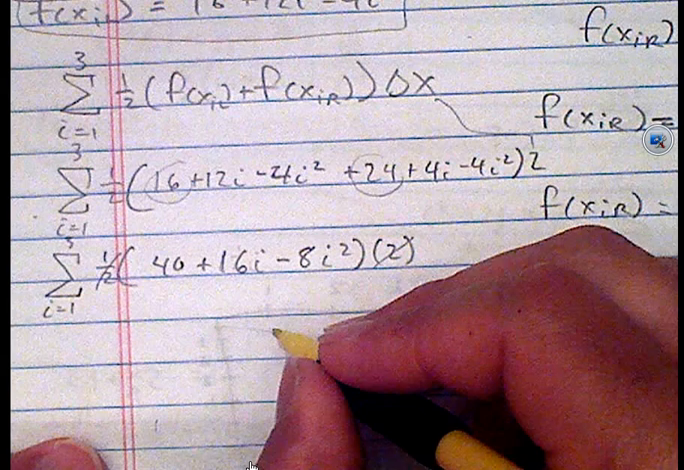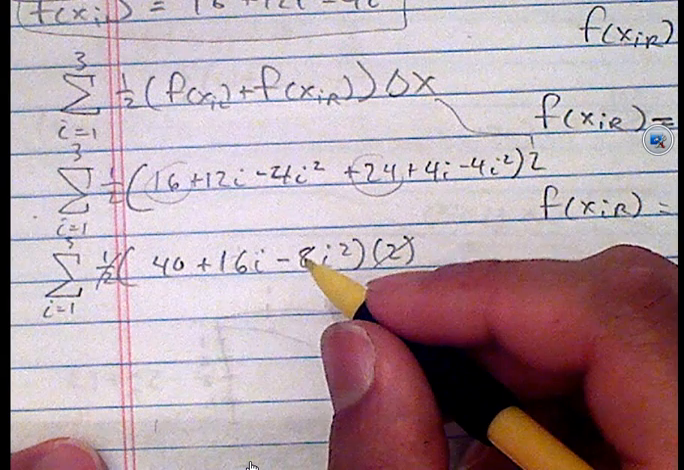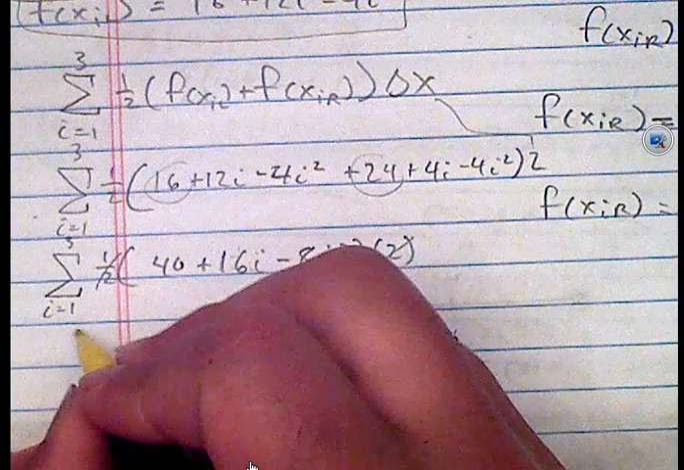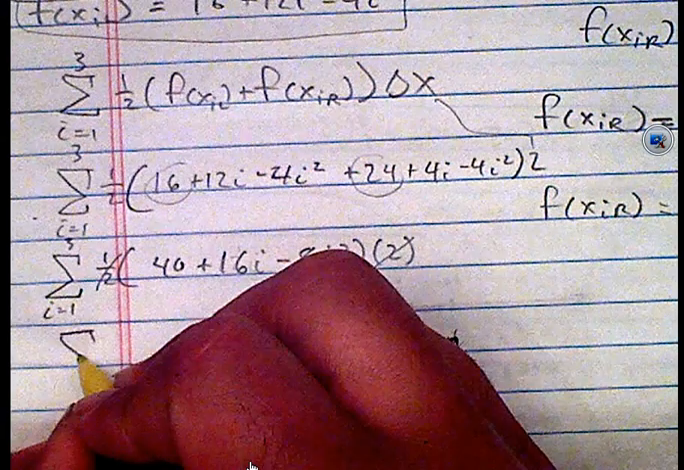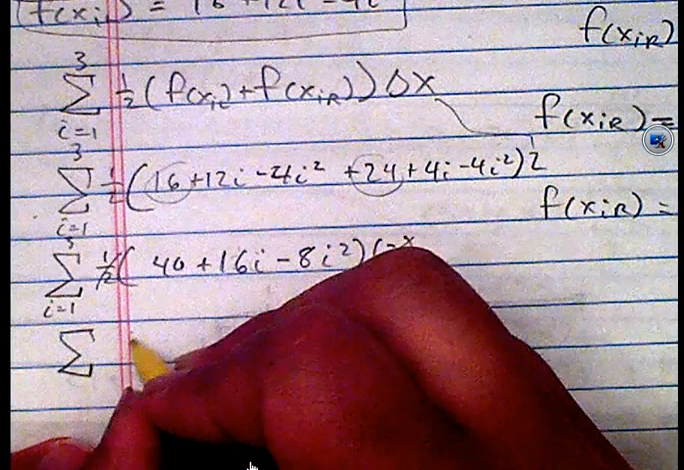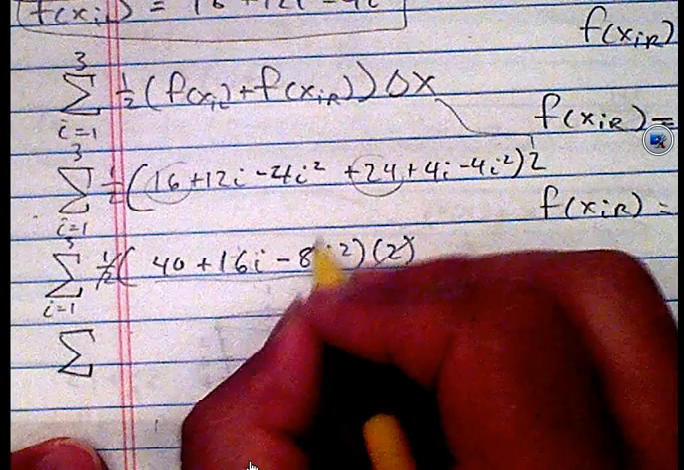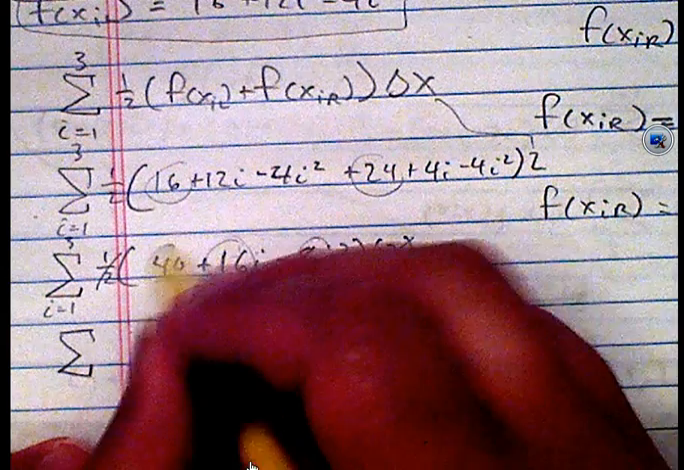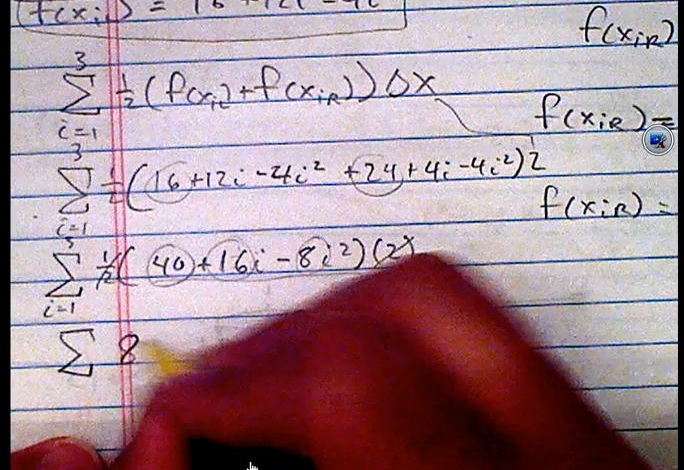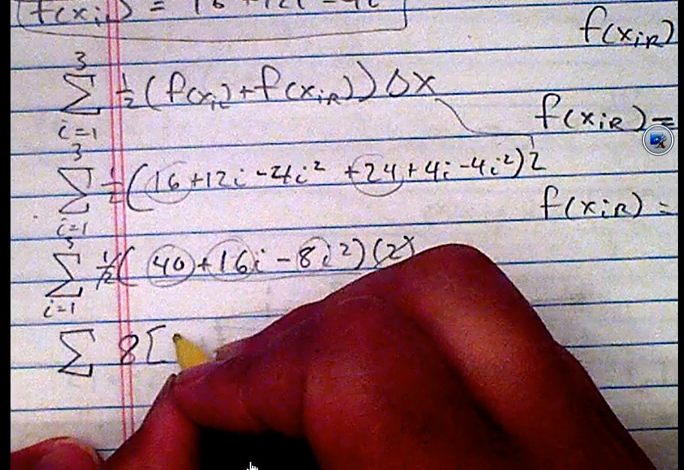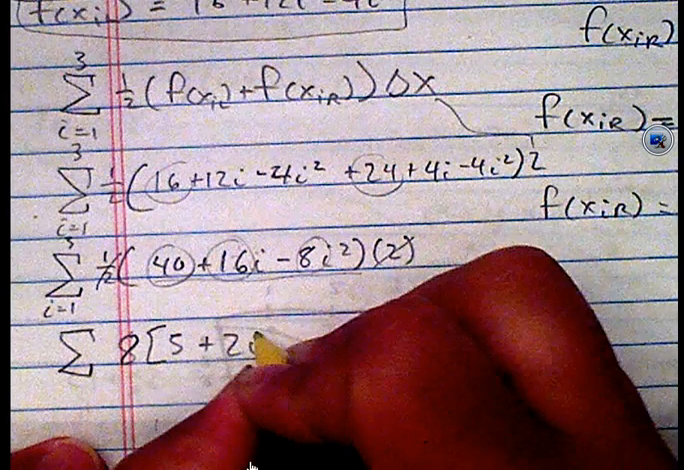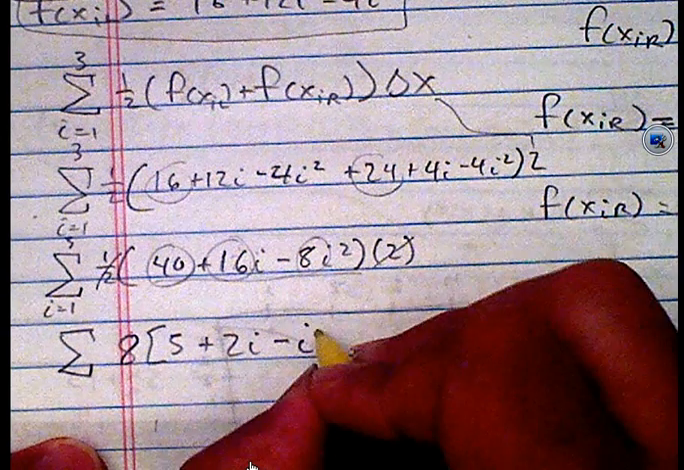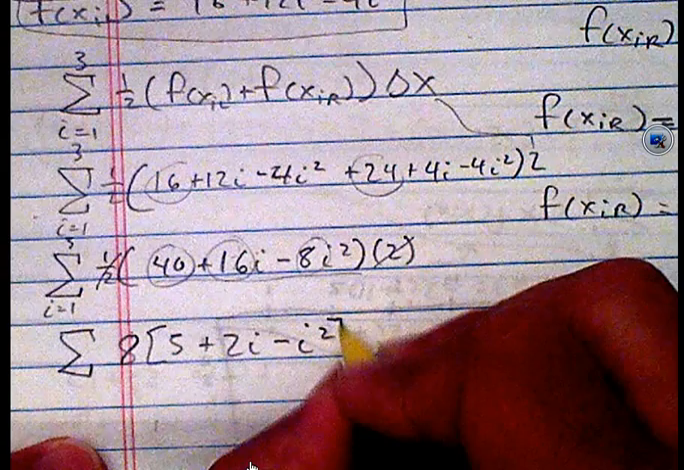Alright, and in fact, I can take this a step further. I'm getting kind of tired. I'm going to go a step further here, and I'm going to factor out an 8, and I'm going to say this is now 5 plus 2i minus i squared. Makes it a lot easier.